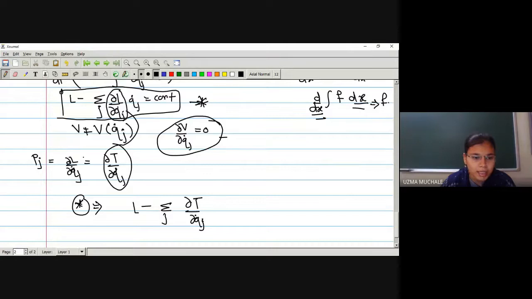Hence this L minus L is nothing but T minus V. T minus whatever comes here, minus dou V by dou qj dot, only if this is 0, then in that case we can replace this dou L by dou qj dot with dou T by dou qj dot into qj dot as it is, which is equal to constant.